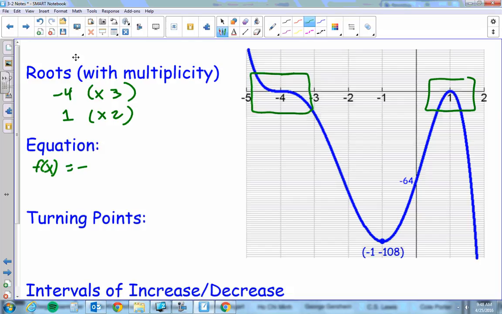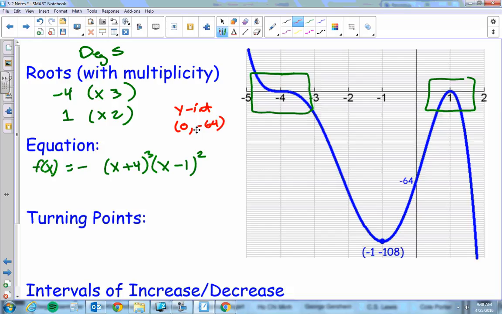So by the way, that means our answer is going to be a degree 5 polynomial, because the exponents add up to 5, right? And once again, if negative 4 is a 0, x plus 4 is a factor. And the 1 here gives you x minus 1. The exponents are 3 and 2. Y-intercept, you need a note. We're going to write it down.